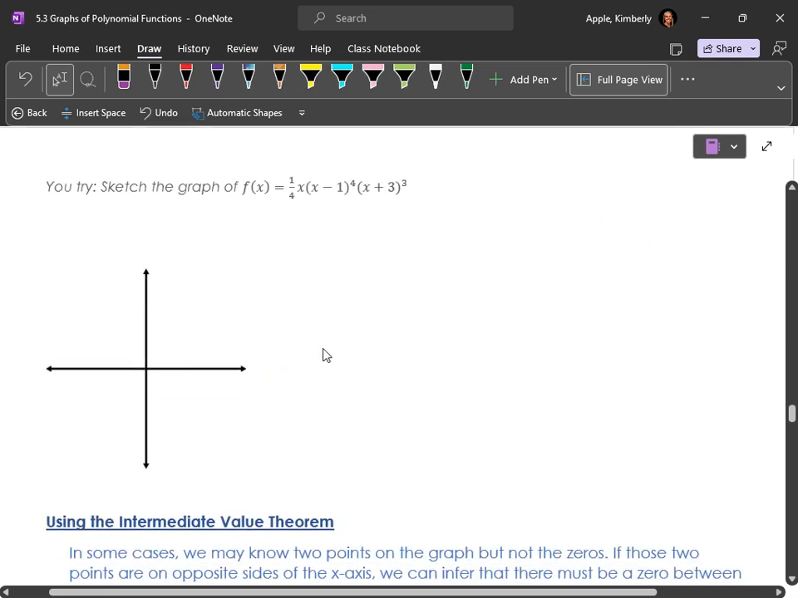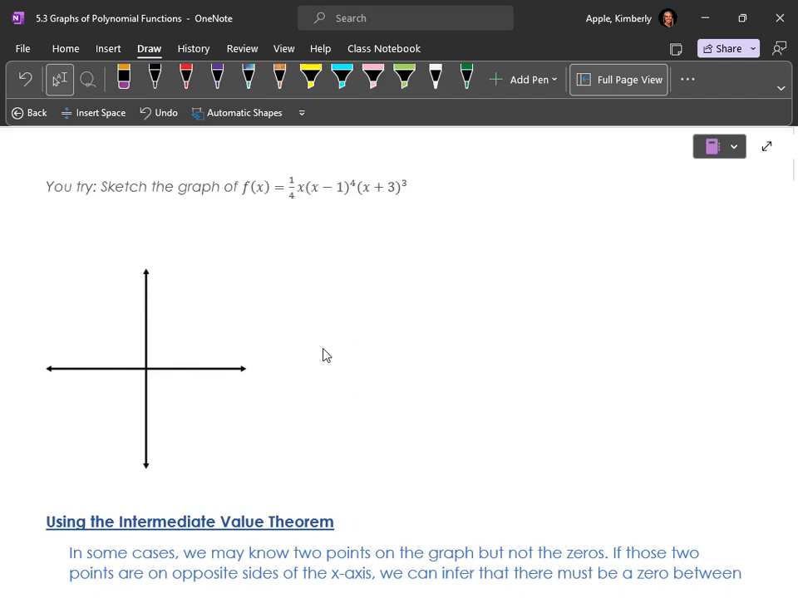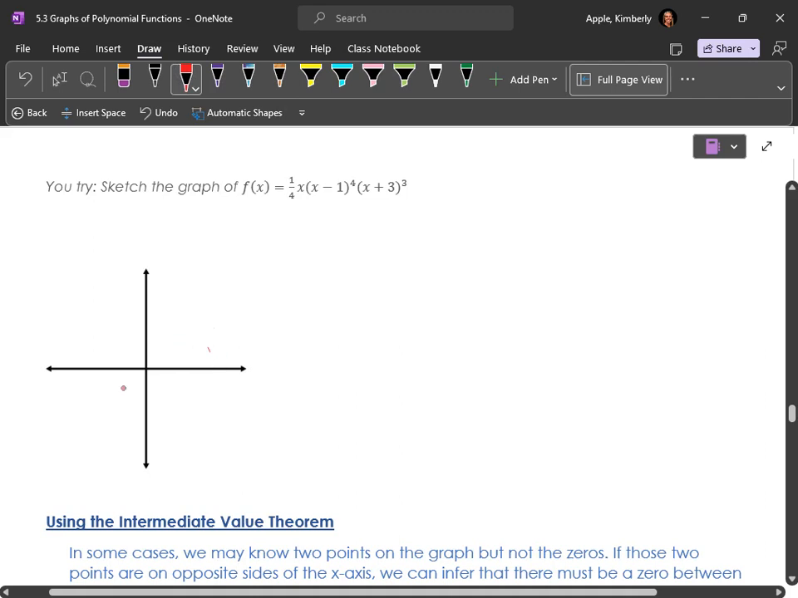Okay, now you try. Go ahead and sketch the graph here. Give it a try. See how far you get. And for this graph, we would see something very similar to this.